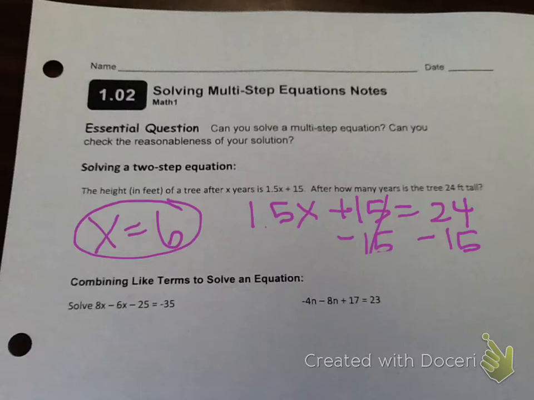Next we're going to combine like terms to solve. So on this first one, the first thing we want to do is check and see, is there anything on one side of the equal sign that I can combine? So looking at just one side, what are my like terms here? I have an 8x and a 6x. Those are like terms because they're both x's and they have the same exponent. So same variable, same exponent. So 8x minus 6x would be 2x minus 25 equals negative 35.